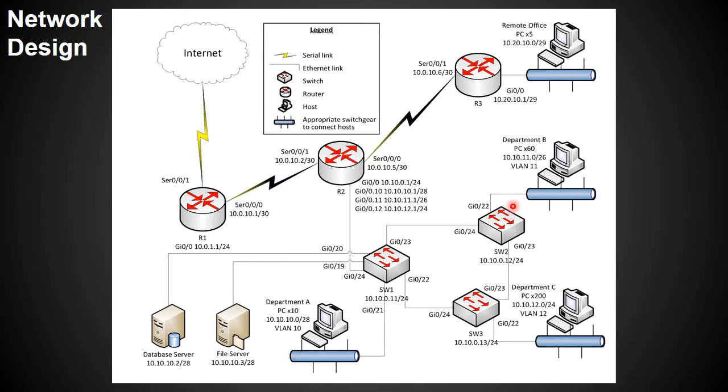Over on Department B, which is connected to Switch 2, VLAN 11 has enough address space for the 60 computers. On Switch 3, Department C with VLAN 12. Department C has 200 computers, so it has the largest network address space.